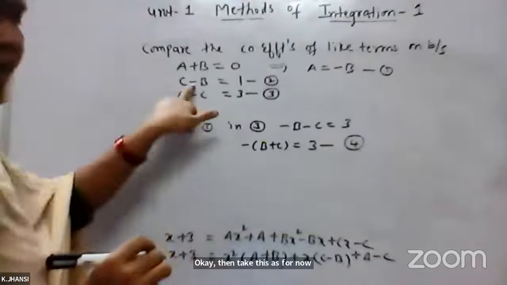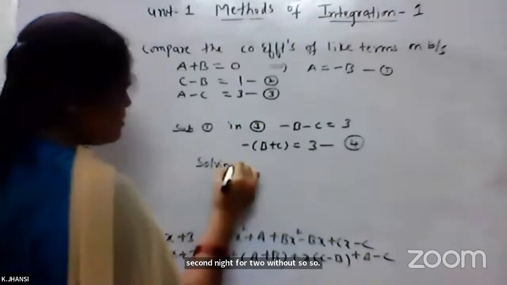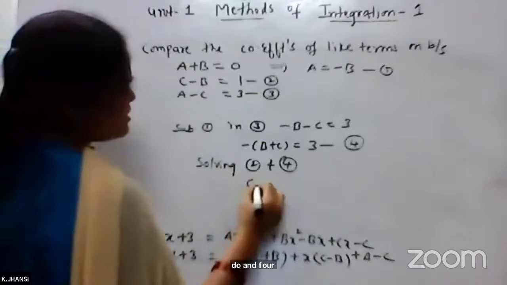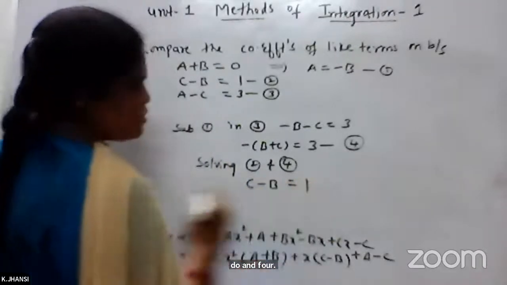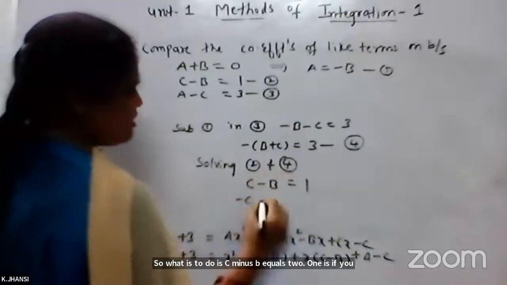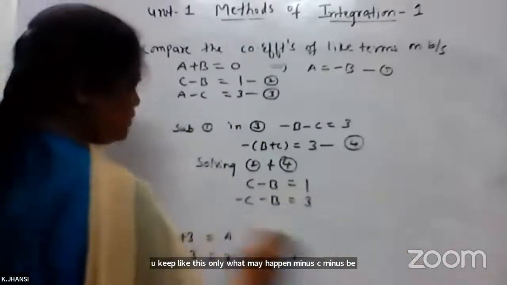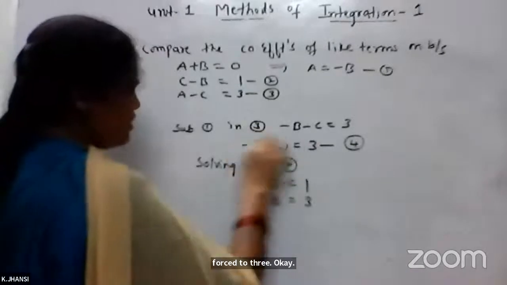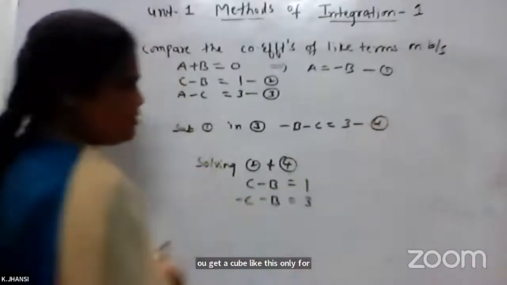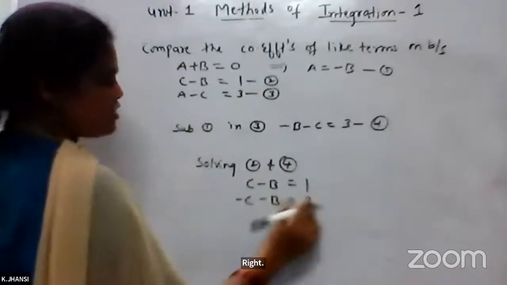Now b and c, second and fourth we have. So solving 2 and 4. So what is 2? 2 is c minus b equals to 1. Or else if you keep like this only, what will happen? Minus c minus b equals to 3. Okay. So don't get confusion. So you can keep like this only. For our convenience, here directly we can substitute. So you write this 4. Okay. So c minus b equals to 1. Here minus c minus b equals to 3.